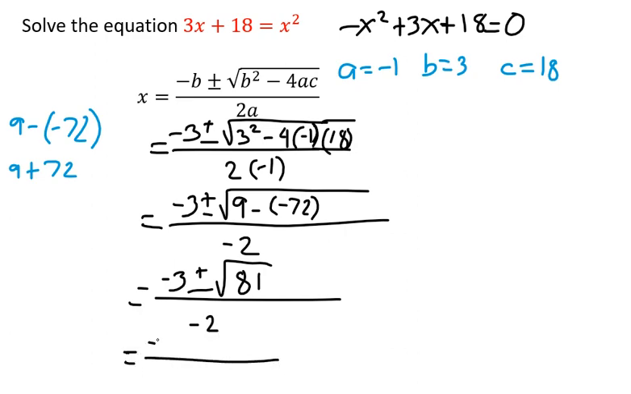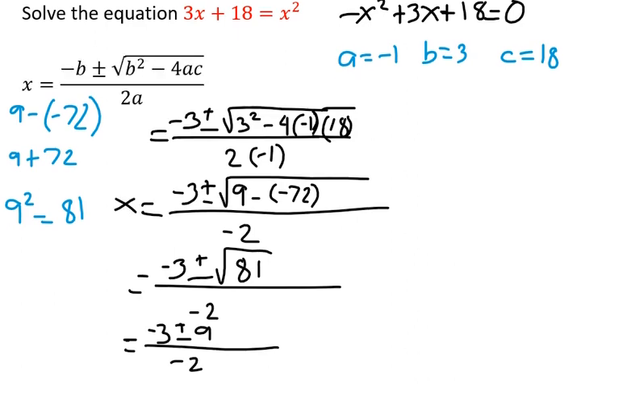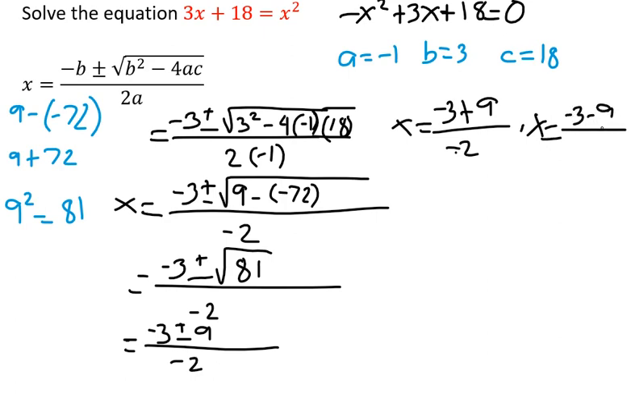So, negative 3 plus minus square root of 81 is 9 over negative 2. Paano yun naging 9? So, yung 9 times 9, o 9 square, yun ay 81. Okay, so ano yung mga values ng x natin? Meron tayong dalawa ulit. So x is equal to negative 3 plus 9 over negative 2, and x is equal to negative 3 minus 9 over negative 2.